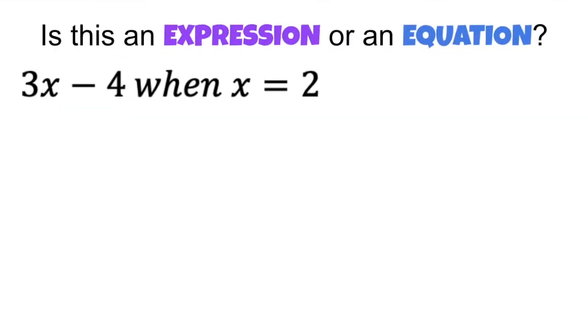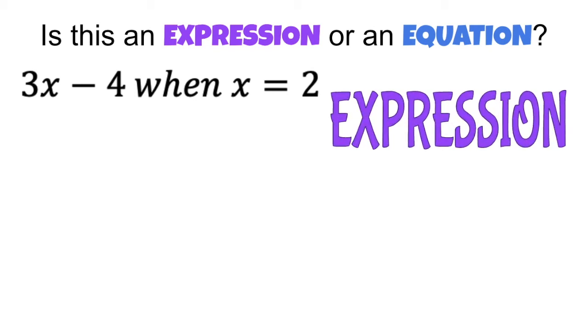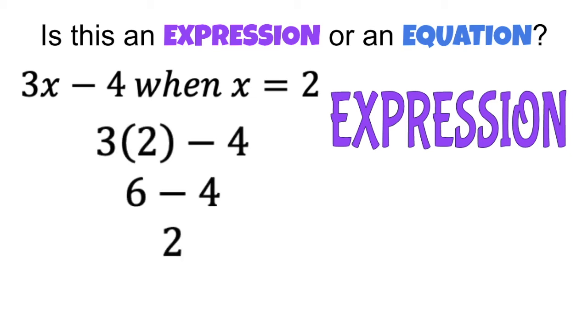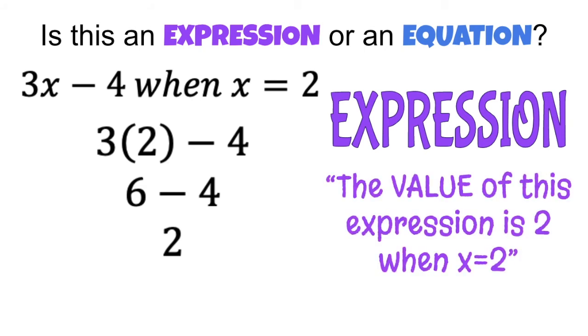Is this an expression or an equation? This one might be a little tough because you see an equal sign, but this is an expression because it's asking us to find the value of the expression when x is 2. So 3x minus 4 is the expression. X equals 2 is what we're plugging in. When you plug in 2, 3 times 2 is 6, and 6 minus 4 is 2. So we would say that the value of this expression is 2 when x equals 2.